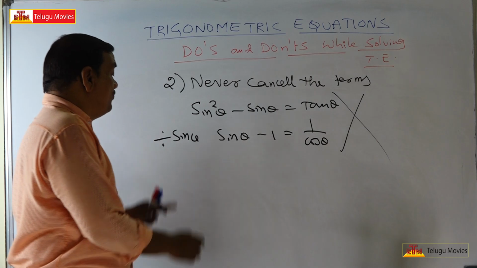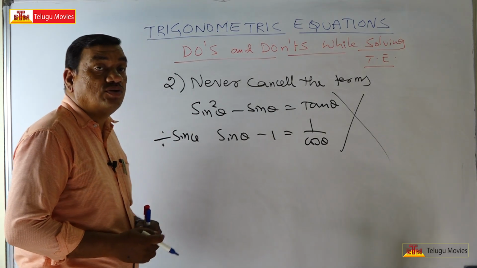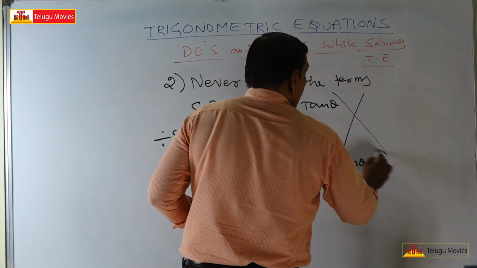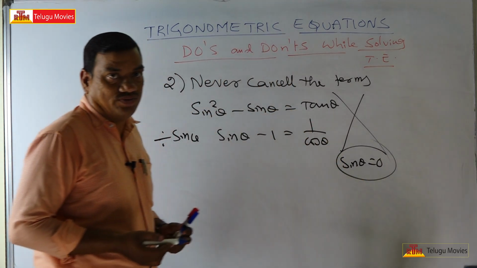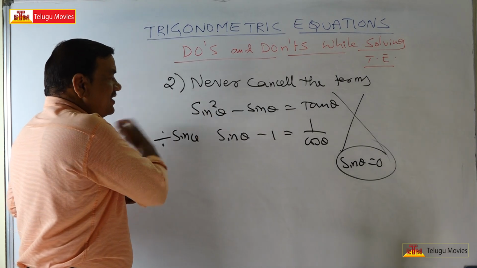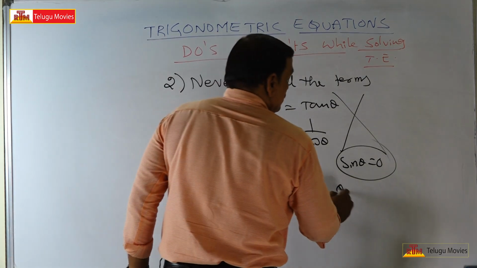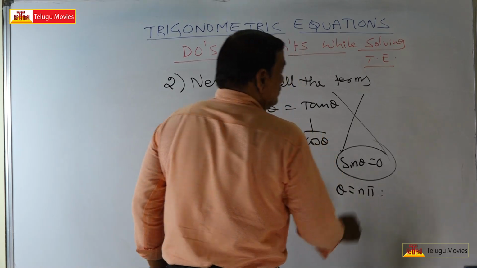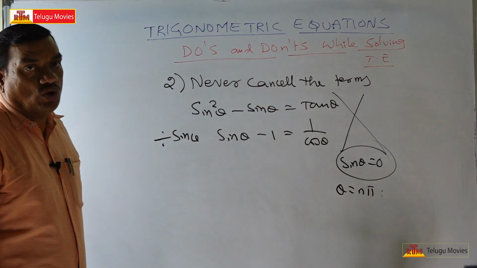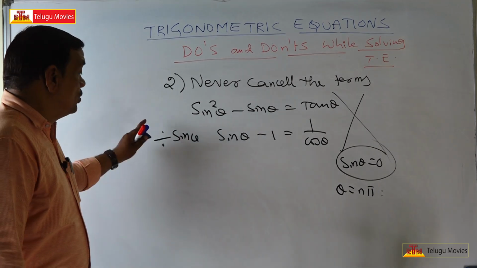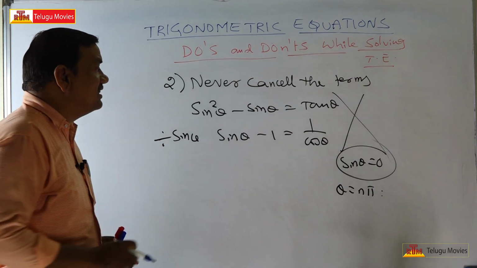Understand why? Because if you cancel sine theta, that means for sine theta equal to 0 also, some solutions you will lose. So you have to take sine theta common outside, then sine theta will become 0, then theta is equal to n pi. You will lose this type of solution. Theta is equal to n pi, all solutions you will lose. Okay. So don't cancel the terms.